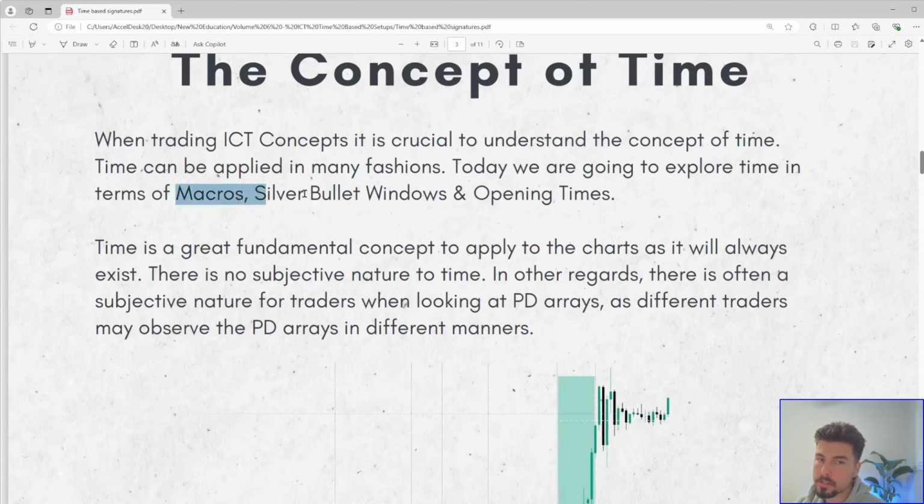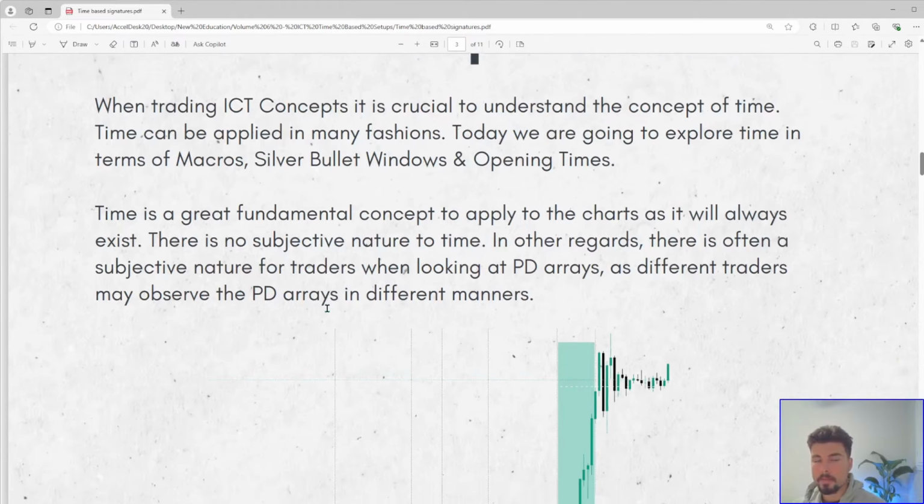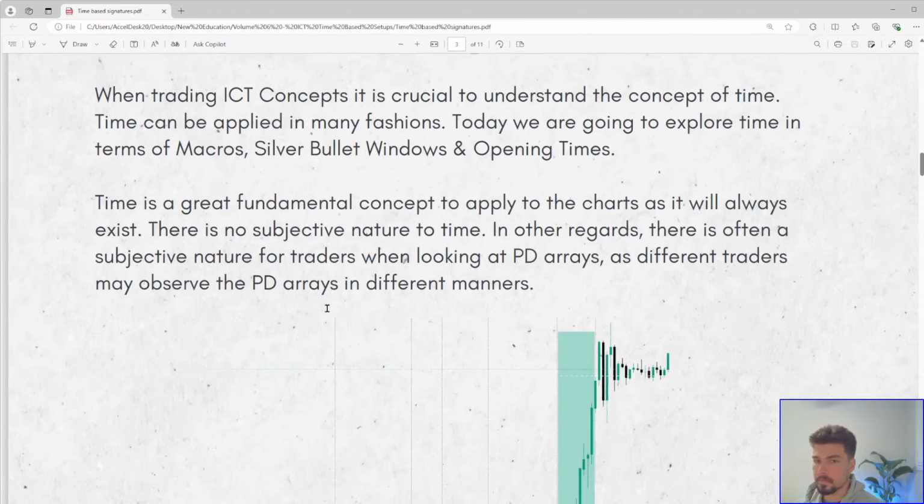You can use macro, silver bullet windows, opening times. You can also use potentially kill zones, which we'll talk about. But it's something that I really think is important, because other things like different PDRAs, or what people class as Asian session, or what's a market structure shift, everyone has a different opinion, which is fine. But time you can't change, right? If someone says, look for this at this time, or expect this at this time, you can't change that. Time is always ticking, time is always there. So I do like it because it's more objective rather than subjective.